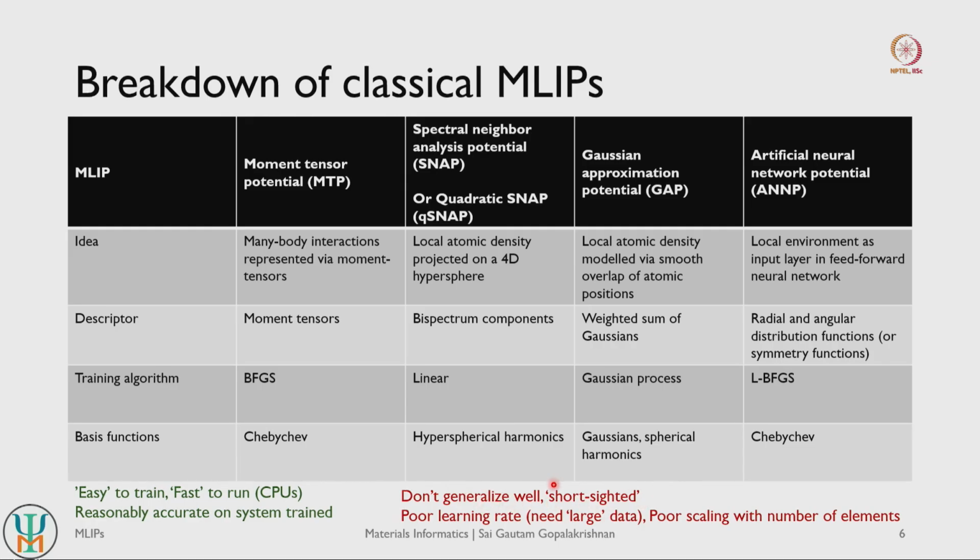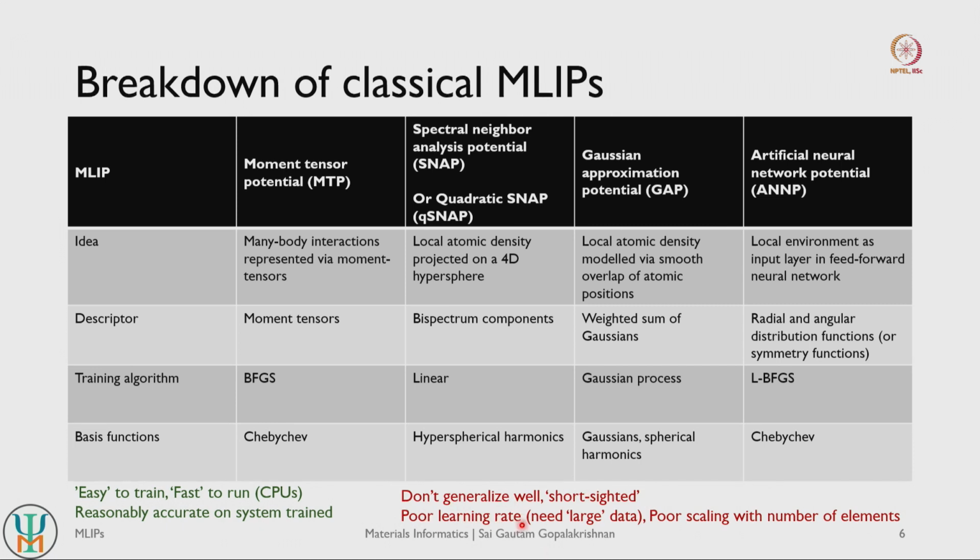They are also short sighted in the sense that they only understand interactions that happen within a sphere of influence around a given atom. Right. So if you have structures that have long range interactions, graphite is a classic example which has van der Waals interactions, then these potentials will have limitations on their accuracy.